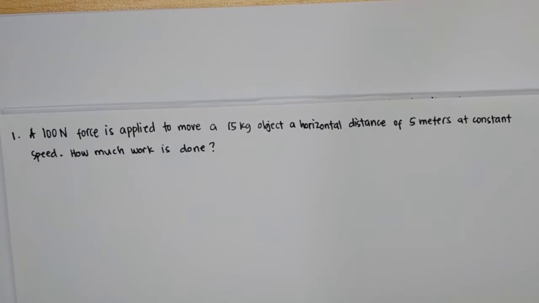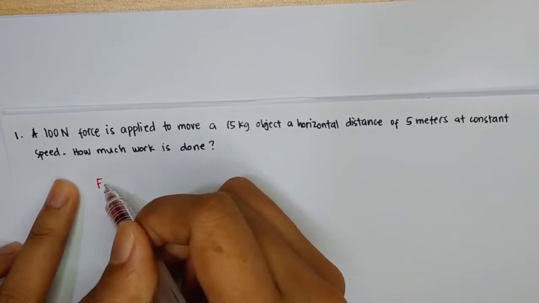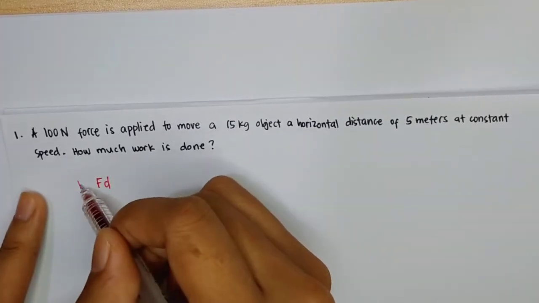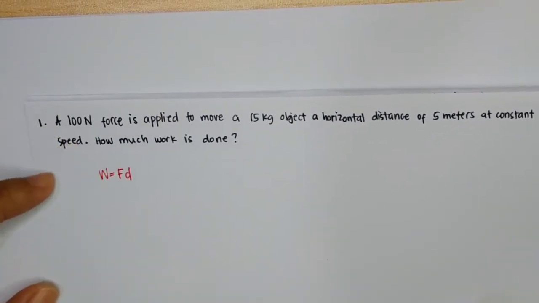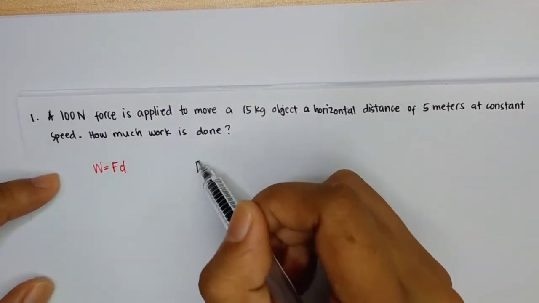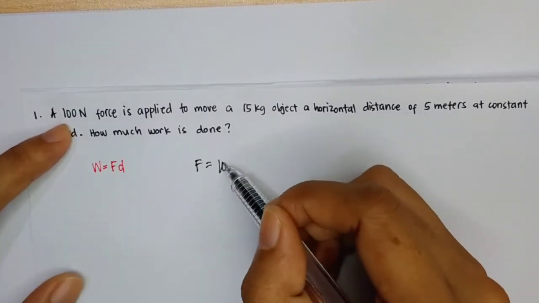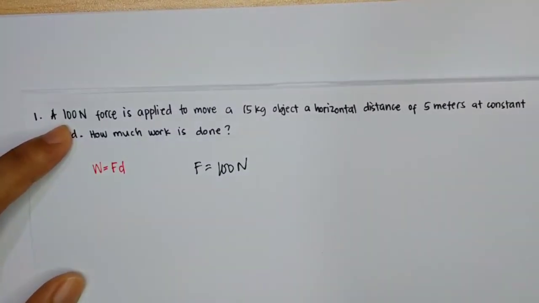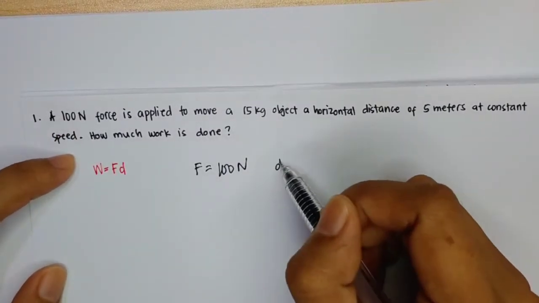Okay, so our formula for work, that is force times distance, that is our work done. So now let's determine our given. What is our force? We have here our force given, that is 100 Newton, and our distance, that is 5 meters.